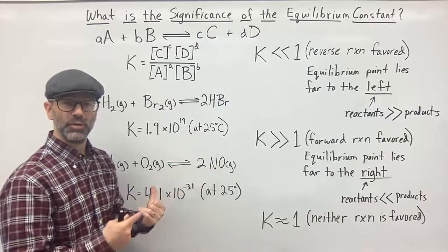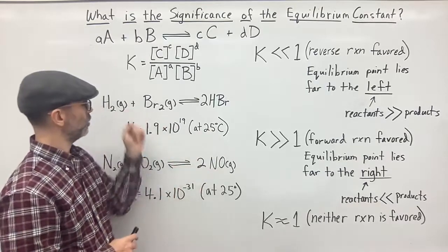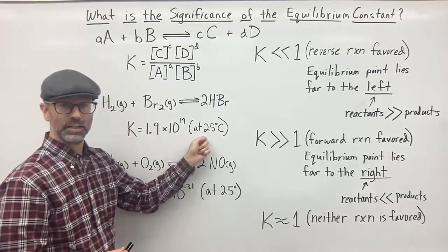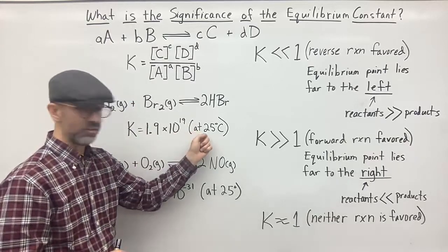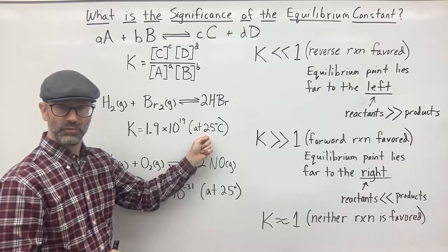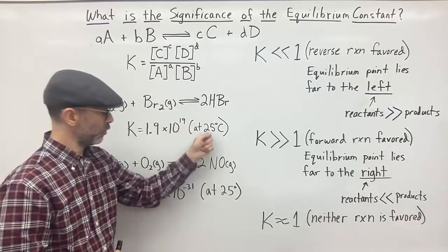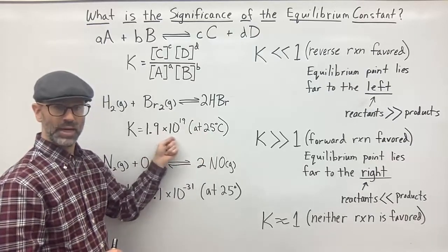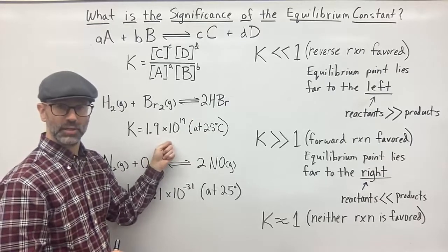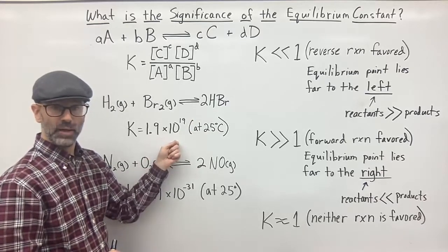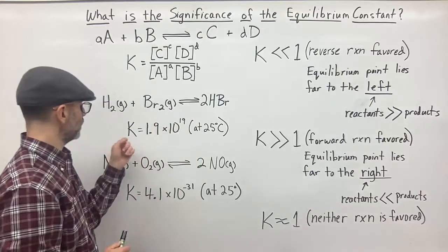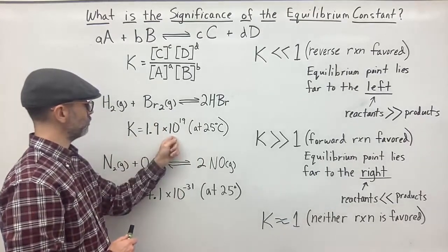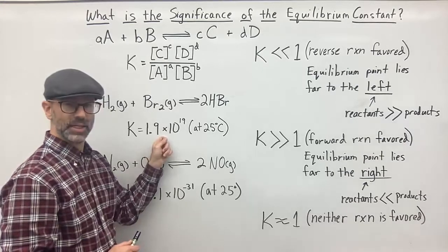Remember in the previous video that your equilibrium constant is dependent upon temperature. So this is only true at this temperature, 25 degrees Celsius. If it was at 30 degrees Celsius, this number would not be the same. It would be a different constant, right? So keep that in mind. At 25 degrees Celsius, the equilibrium constant for this reaction is 1.9 times 10 to the 19.